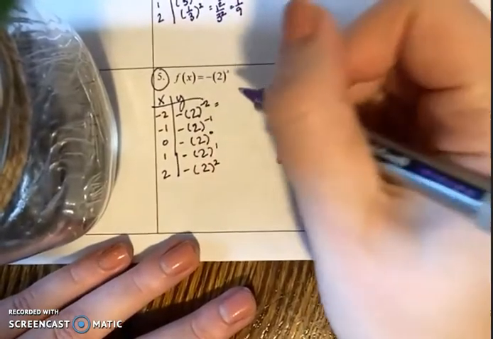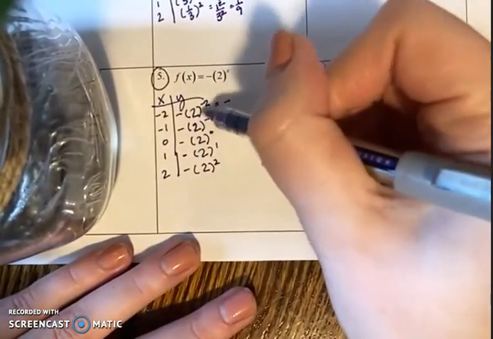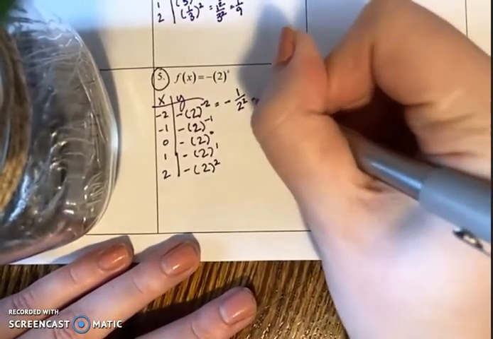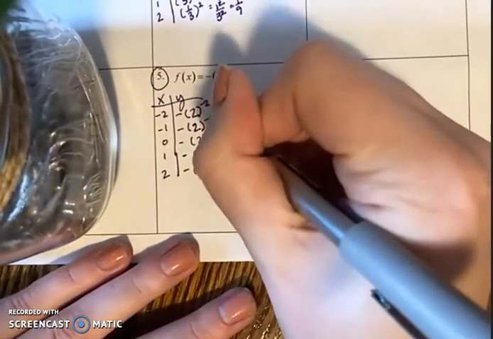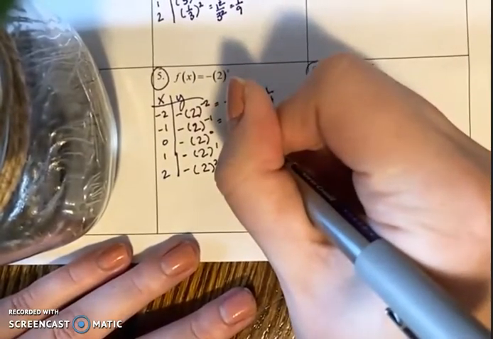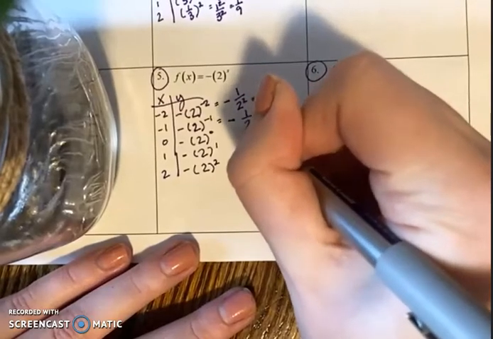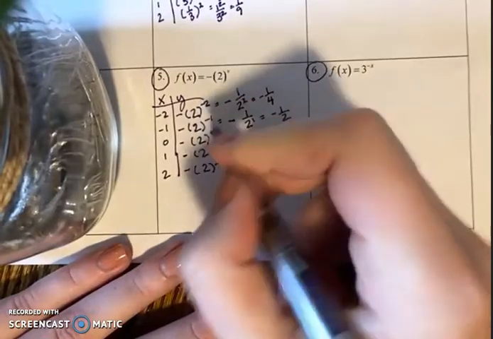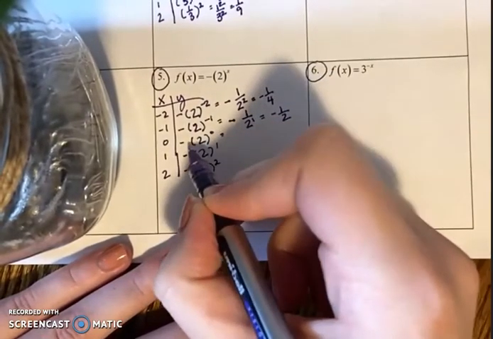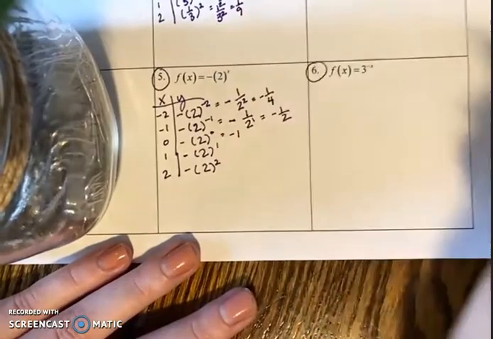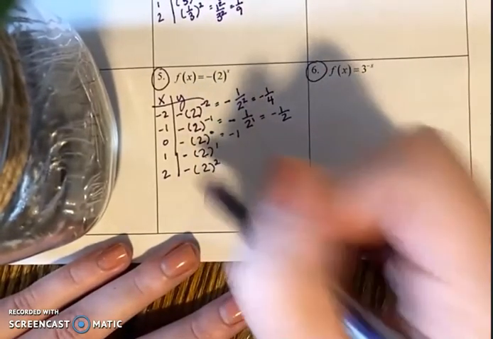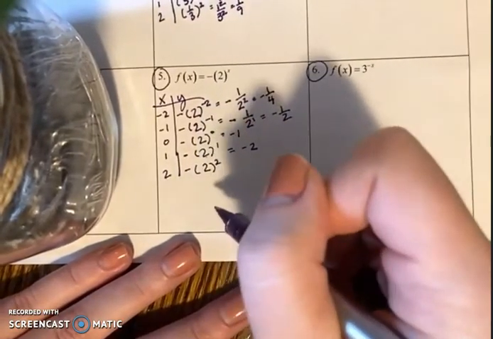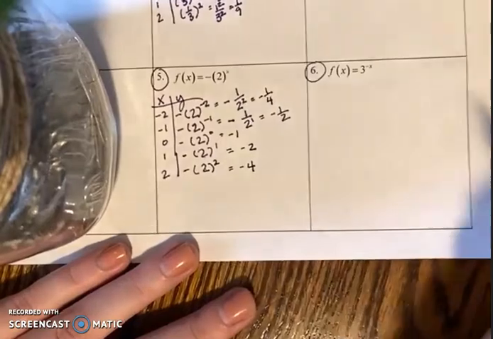Okay, so here I have a -2 to the -2 power. So because it's negative, I need to move it down, giving me 1 over 2 squared, or a -1/4. Same thing here, I had a negative exponent, so I need to move it down. I have a -1 over 2 to the first power, or a -1/2. Anything to the 0 power is 1, so I have a -1. Okay, anything to the first power is itself, so I have a -2. 2 squared is 4, so 4 times -1 is a -4.